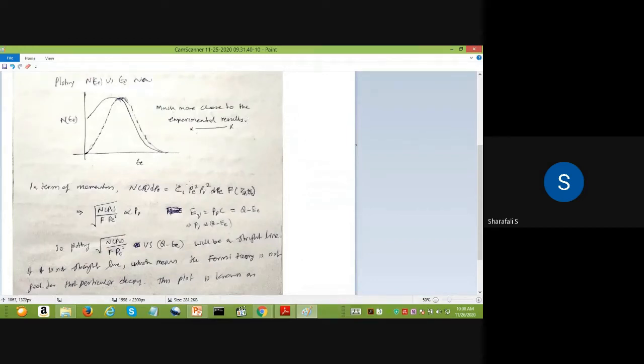So in the last class, we reached this particular equation, which is for the number of particles or number of electrons emitted with momentum p, and that will be given by this equation. So the number of electrons with momentum p can be found by using this equation.